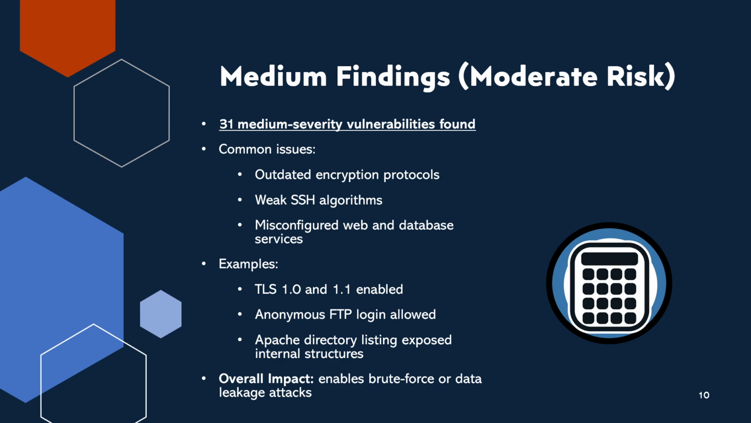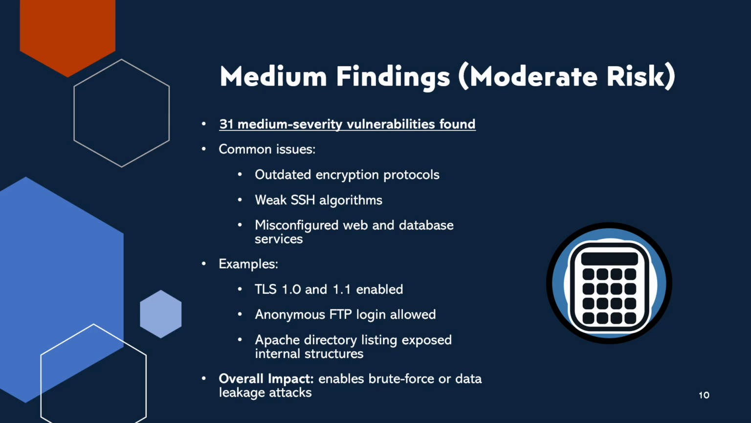The medium severity vulnerabilities were less immediately dangerous, but still very important to fix. They mostly involved outdated encryption protocols and weak configuration choices. That is the summary of all of the medium findings that you will see in my analysis report. For instance, TLS 1.0 and 1.1 were still enabled. Weak SSH algorithms like 3DES and MD5 were allowed, and anonymous FTP access was active. Apache also had directory indexing turned on, which can allow exposure of internal file structures to anyone browsing the site.